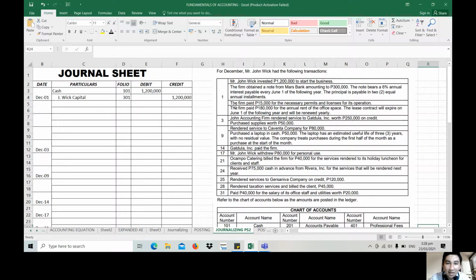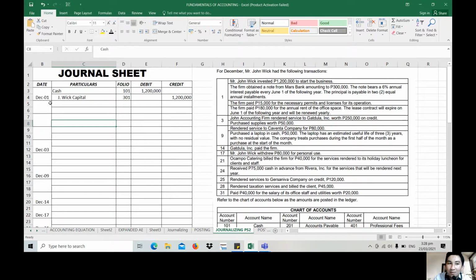Now, another transaction on December 1 is the firm obtained a note from Mars Bank amounting to 300,000. The note bears 6% annual interest payable every June 1 of the following year, and the principal is payable in two equal annual installments. So dito na transaction ng utang si Wick. Okay, or the company obtained a bank loan in a form of note.